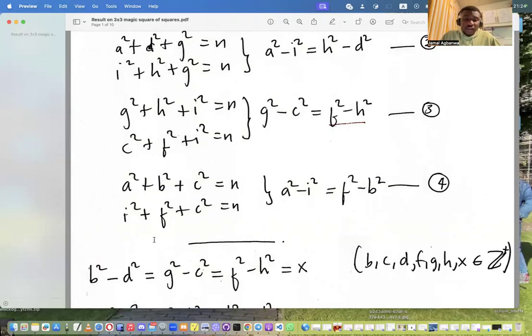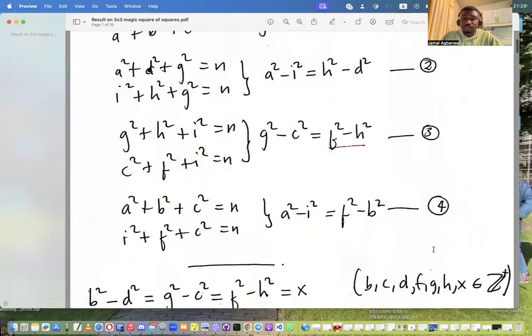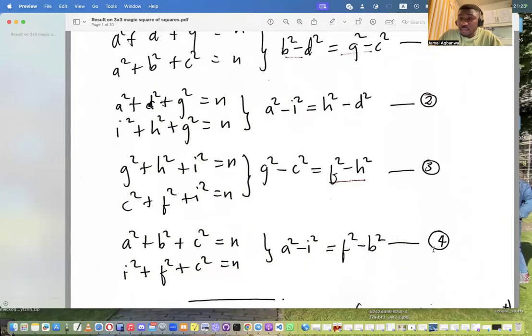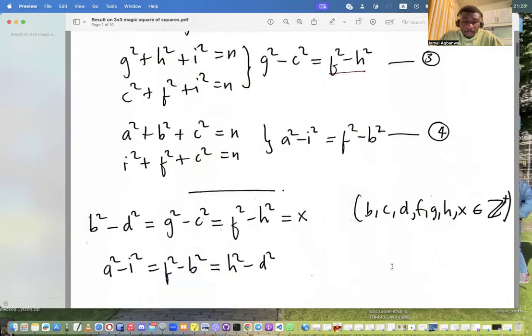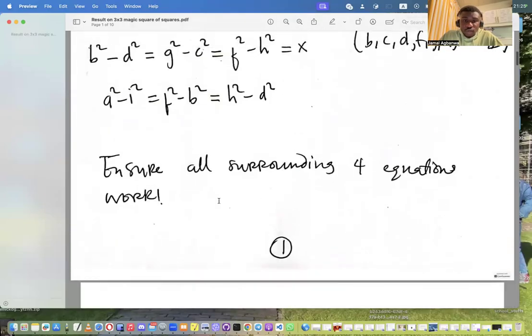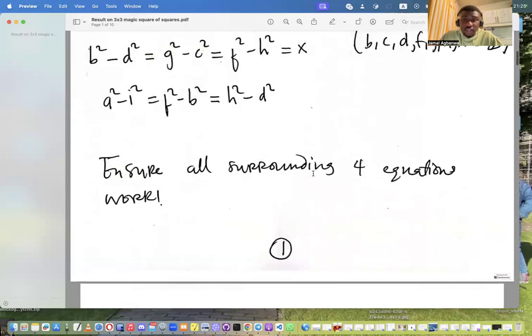So in this sense, we agree that whatever value we get for this and this and that should be the same number, which we labeled x, where they are all positive integers. Our targets are positive integers. That's the traditional condition for any magic square of squares, given a standard definition. And the goal is to ensure that all surrounding four equations work first, like I earlier discussed.